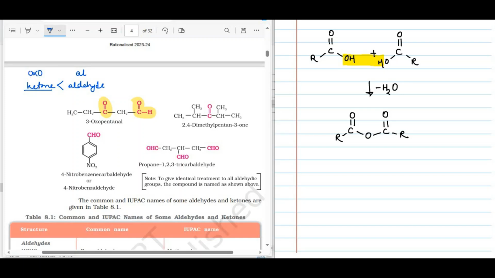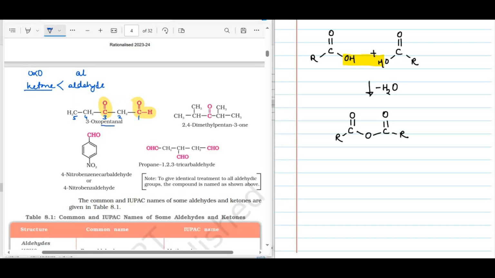First of all, count the carbons in the parent chain. And whenever we start numbering, you have to start from the aldehyde carbon. So this is 1, 2, 3, 4 and 5. So the parent is 5 carbons long, so the name of the parent will be pentane.